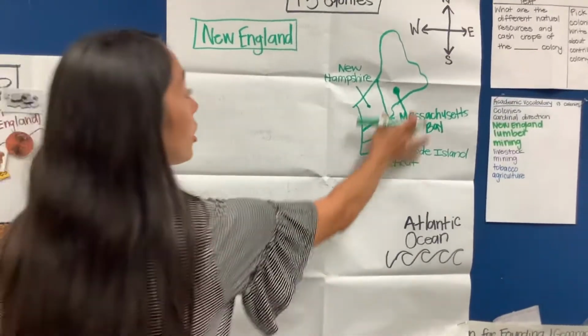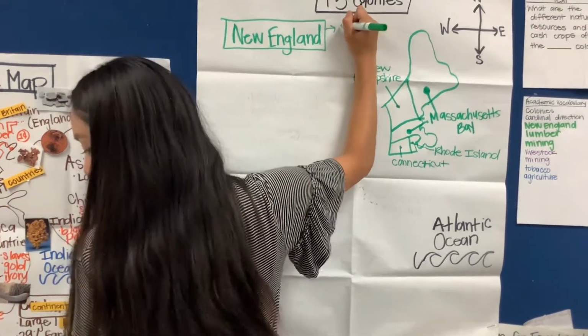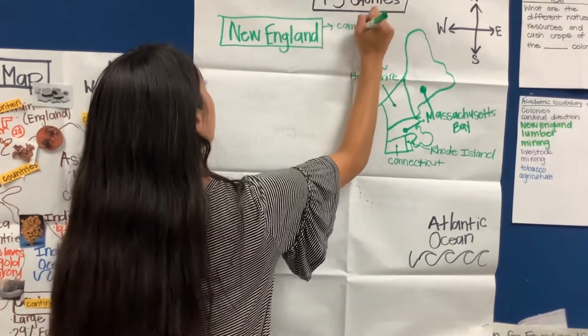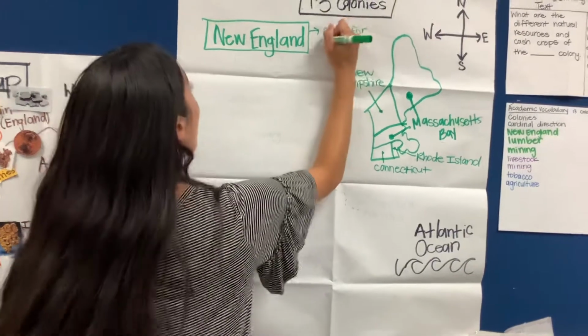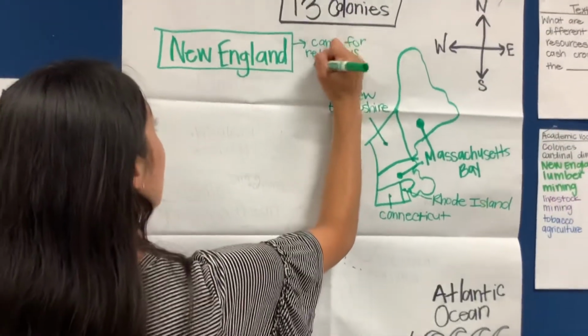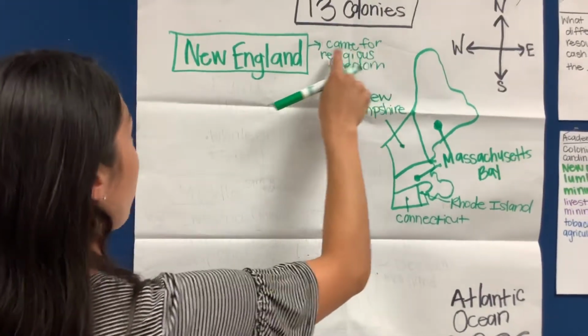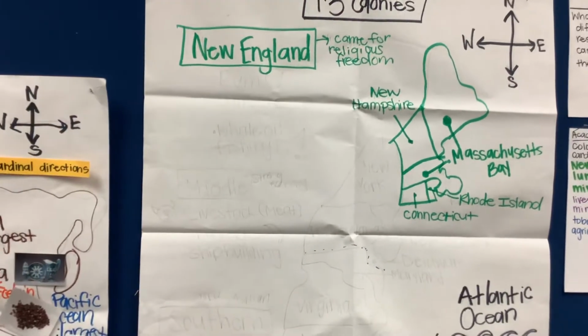People came to the New England colonies. The reason why they came is they came for religious freedom. Read this with me. Came for religious freedom.